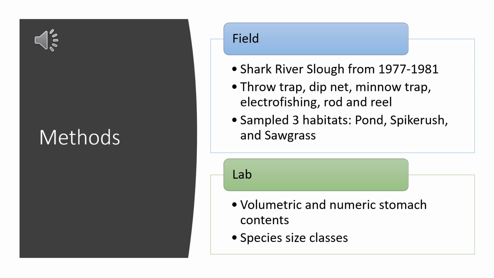As I mentioned previously, this is a historic data set. The field sampling was exhaustive using all available methods, and it was stratified across the pond, spike rush marsh, and sawgrass marshes that I described earlier. Then in the lab, stomach contents were analyzed volumetrically and numerically. Today, I'll be presenting the numeric data, and fishes were separated and categorized by species and size class to account for ontogenetic changes.